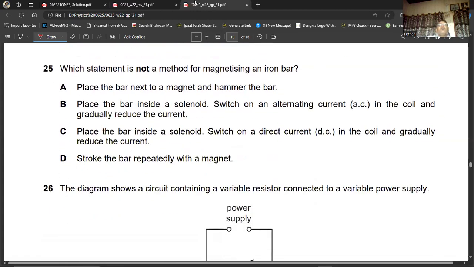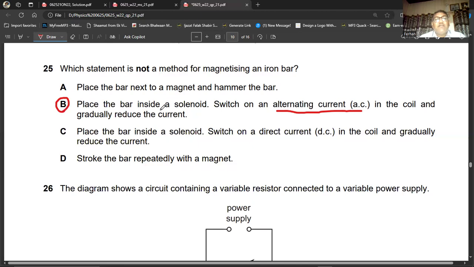Question number 25, which statement is not a method of magnetizing an iron bar? Place the bar next to a magnet and hammer the bar. When you place an iron bar near a magnet, it becomes a magnet due to magnetic induction. So A is a method. Place the bar inside a solenoid, switch on alternating current. You know, alternating current is not used to make magnets, it is used to demagnetize. So this is not the method, okay?